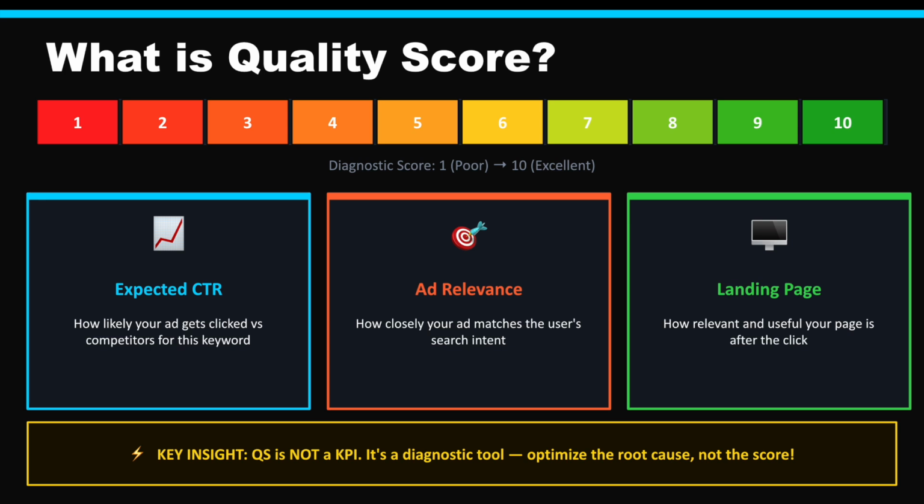So now here's the most important thing on the slide. Quality score is not a KPI, it is a diagnostic tool. Okay, this means do not try to make the number go higher just for the sake of it. Instead, use it to find the real problem and fix that. This is the mistake most people make. They want a score of 10, but the goal is not 10. The goal is better performance, better quality leads. So quality score just helps you get there.